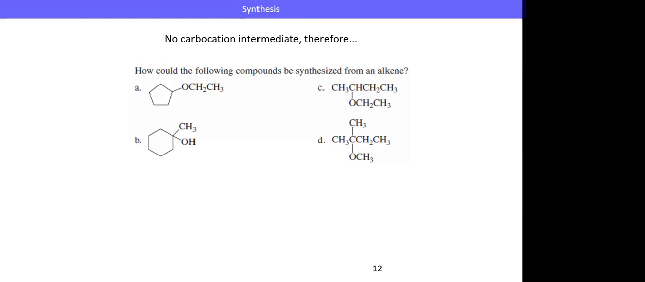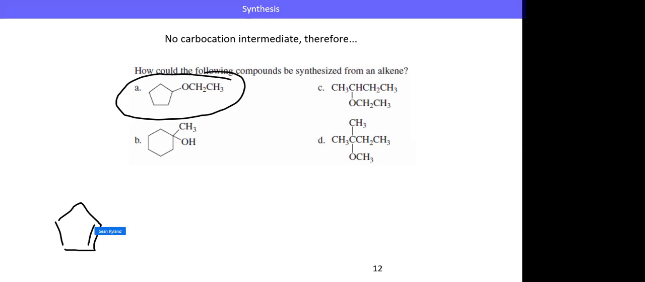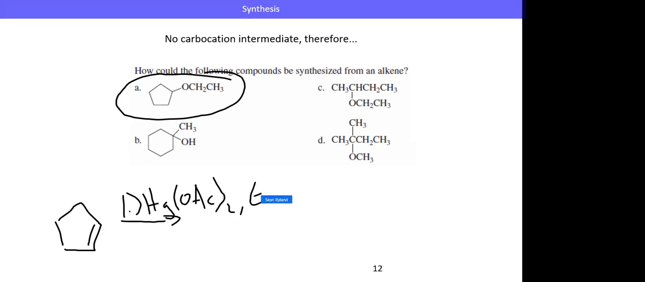All right, so the way we would write out our answer here, we would say, okay, if I'm trying to make that product, then I'm going to start with cyclopentene, Hg(OAc)2, comma, ethanol. And then you can't forget the second step, which is removing the mercury. Oops, NaBH4.